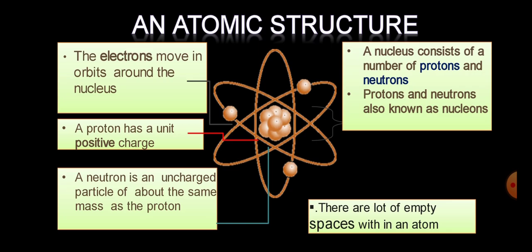Now, a proton has a positive charge and the electron has a negative charge. A neutron is an uncharged particle with about the same mass as a proton. The mass of an electron is approximately 1 by 1840 times the mass of a proton. Now, having known about the atomic structure, let's move on to know about the nuclear structure.